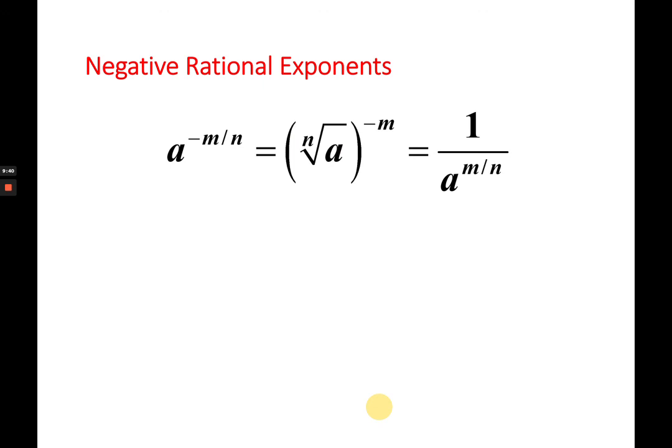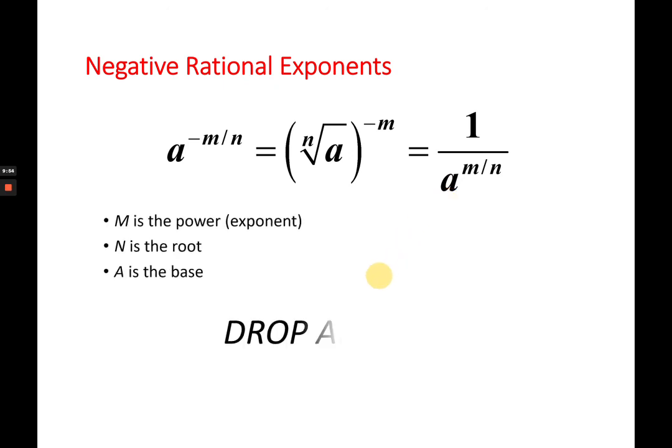Now, if there is a negative, remember your negative exponent: it flips. The expression goes down as a denominator. If it is originally a denominator, it becomes a numerator. This is a definition of the variables. M is the power, N is the root, A is the base.